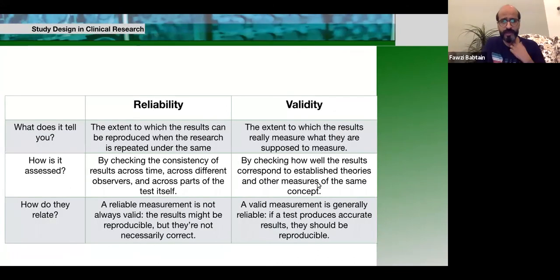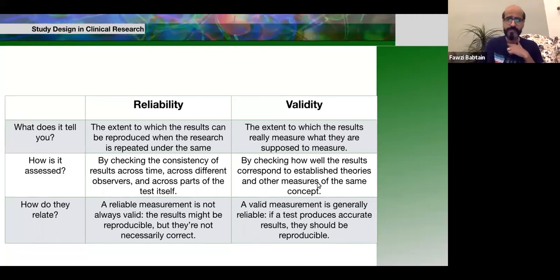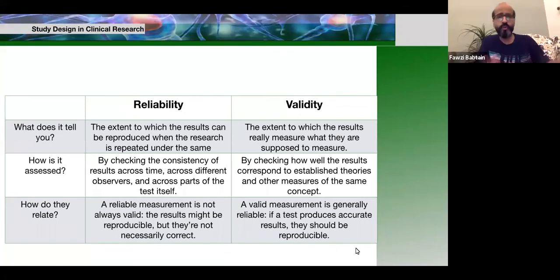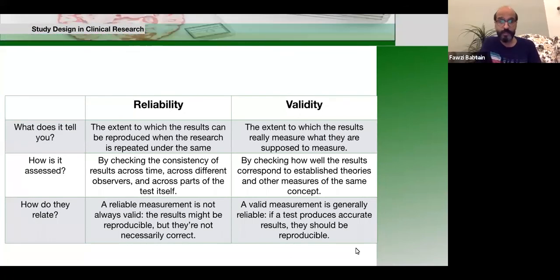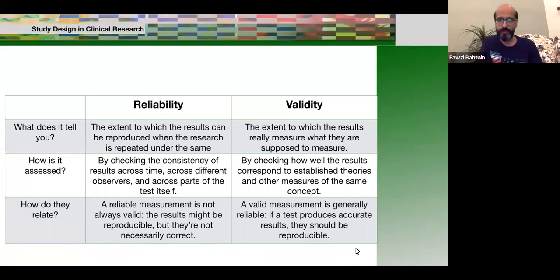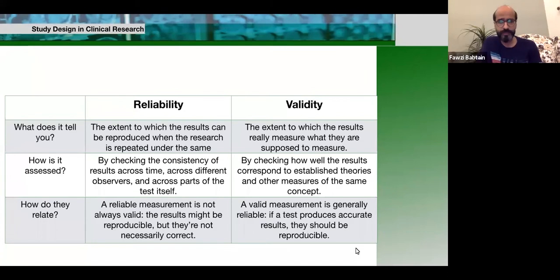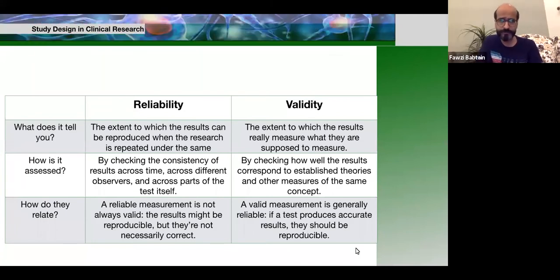This is now a quick way to look over reliability versus validity. Always remember, reliability is consistency of the test. Validity is, it should give you the measures that you intended to measure. It's more or less a kind of accuracy. And we talked about how to assess it and how to keep it in mind.